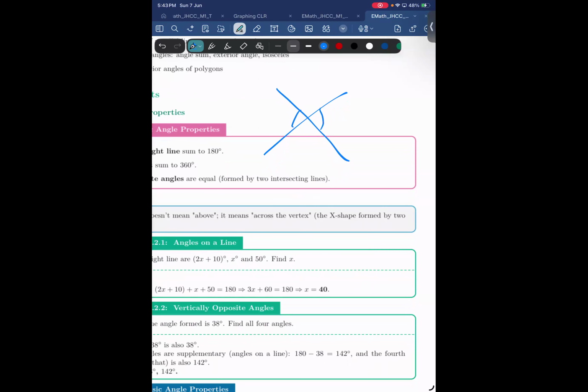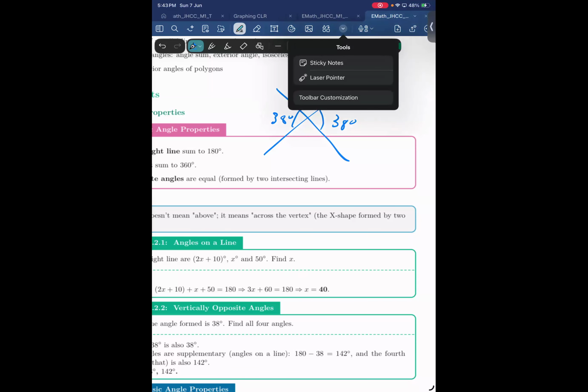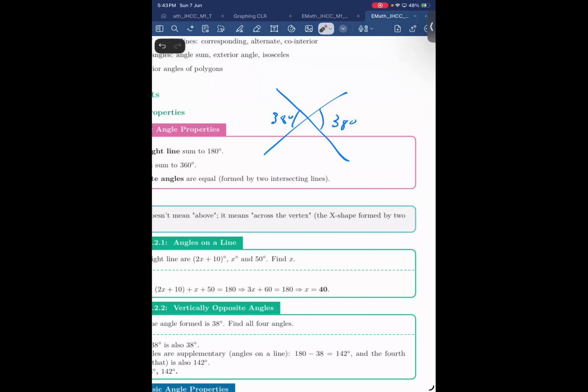So if the two lines intersect and one angle formed is 38 degrees, then there is a vertically opposite angle, which is 38 degrees as well. One way to solve it is to use angles on a straight line. This is a straight line, and if this is 38 degrees, then this angle is whatever makes it 180 degrees, so 142 degrees. And this angle also will be 142.